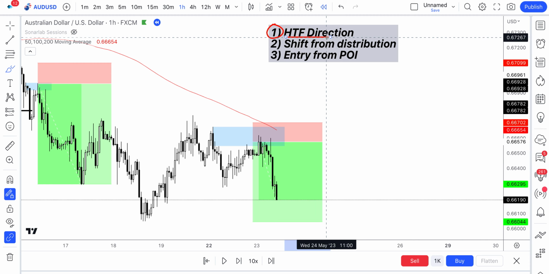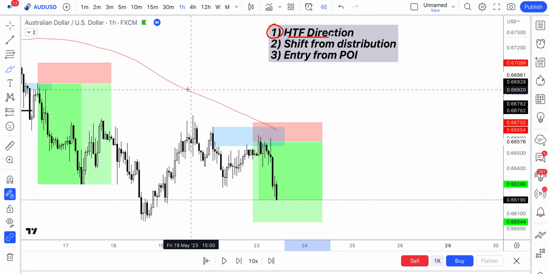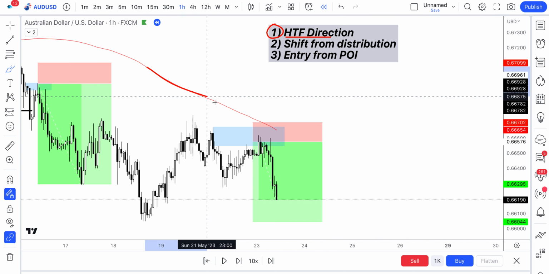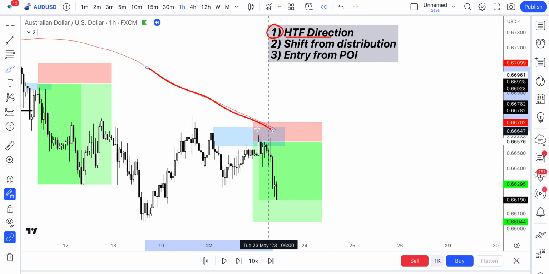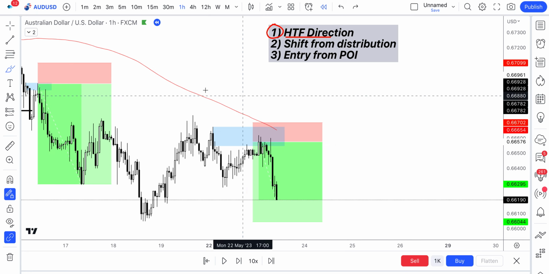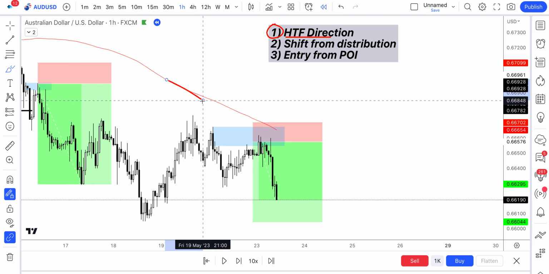We can simply use a 200 moving average, which can be applied to your chart. This 200 moving average gives you an indication of the higher time frame direction. For example, you can see the 200 moving average is sloping to the downside. This indicates bearish momentum on the higher time frame, and therefore we should only be looking for shorts on the 1 hour time frame.